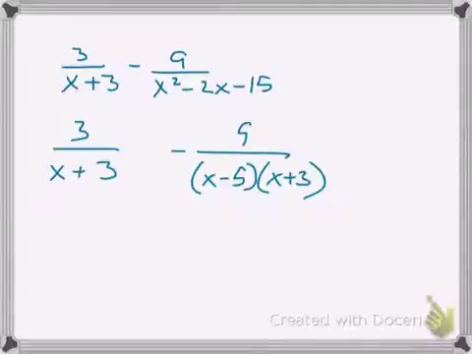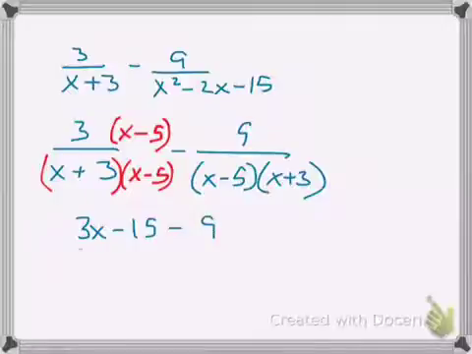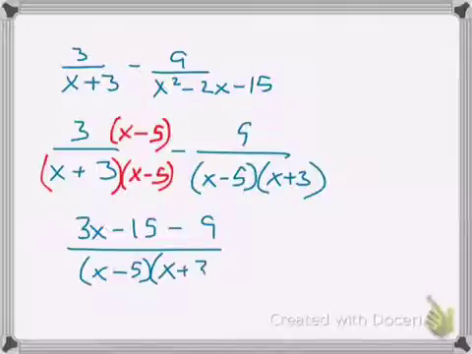And now it becomes clear what's missing in the denominator on the left in order to make these denominators the same. What am I missing on the left? X minus 5. So I need to add a factor of x minus 5 to the numerator and denominator. What I'm really multiplying by here is 1. X minus 5 over x minus 5 equals 1 as long as x is not equal to 5. But I can now combine the numerators. The numerator on the left will be 3x minus 15 minus 9 over x minus 5 times x plus 3.